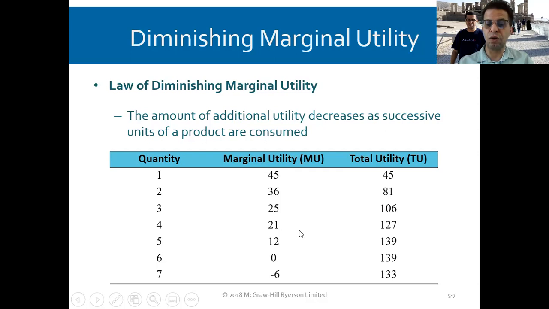And things go on like this. The sixth one is not going to give you any utility, so 0 plus 139 stays 139. But the seventh one, when you start to feel dissatisfied, is going to give you minus 6 utilities. So you take 139 minus 6, which becomes 133.